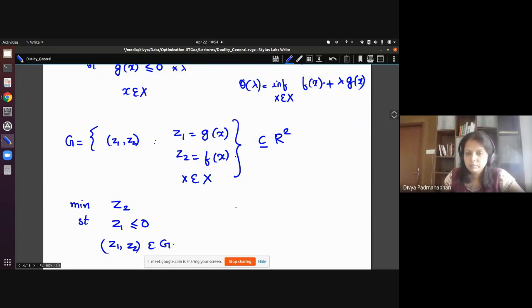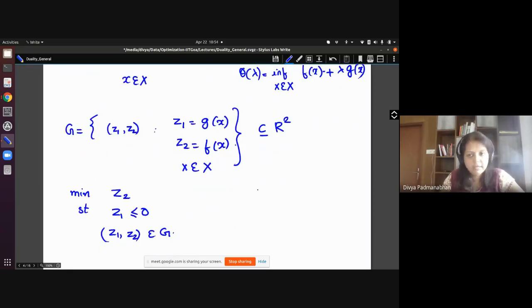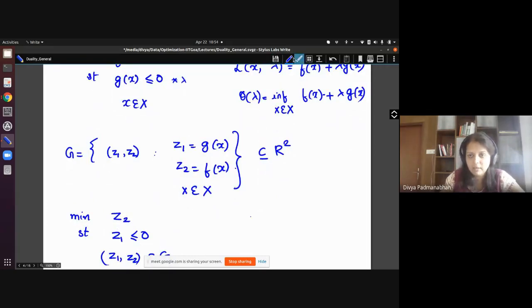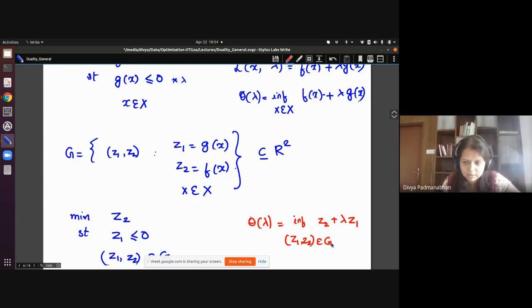And in terms of the dual, for a fixed value of lambda, let me write it in a different color. Theta of lambda, what would this boil down to? Again, f of x is just z2, so it'll be the inf of z2 plus lambda z1 over all z1, z2 in G. I'm just writing it in terms of a different space.